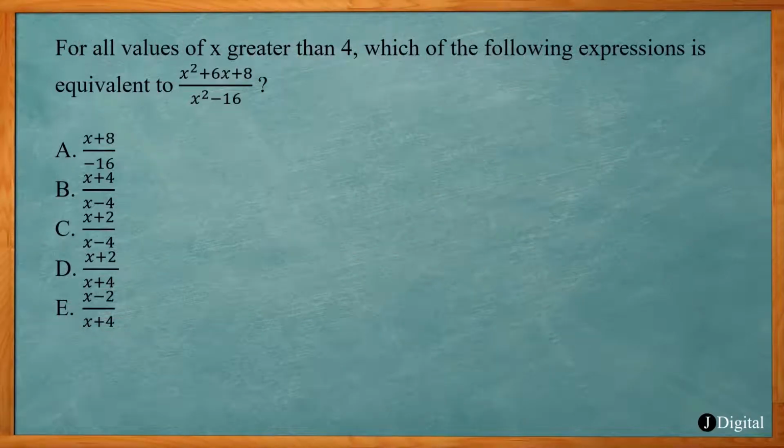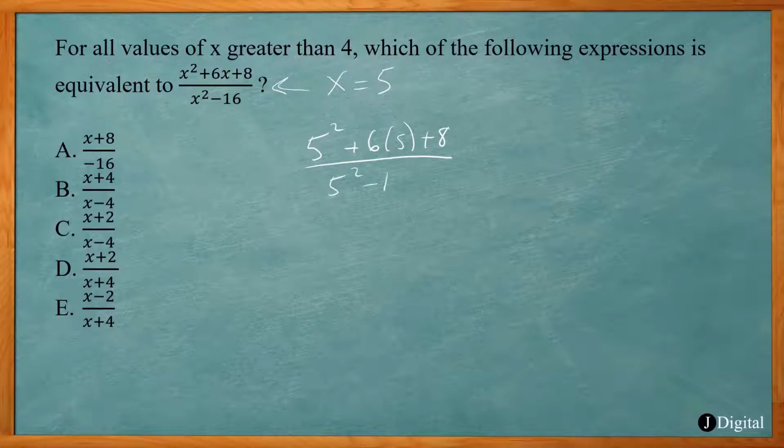Alright, so I want to revisit this question. Now we've been solving these by actually factoring them, but there is another way you can solve these. And this is one strategy you can use: replacing the x with some value. So this said for all values greater than 4, so let's just make x 5. And I'm going to plug that into the original expression here. So 5 squared plus 6 times 5 plus 8 over 5 squared minus 16. Now you put that in the calculator, get 63 over 9, which comes out to be 7.